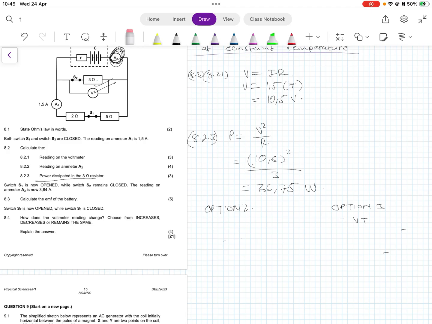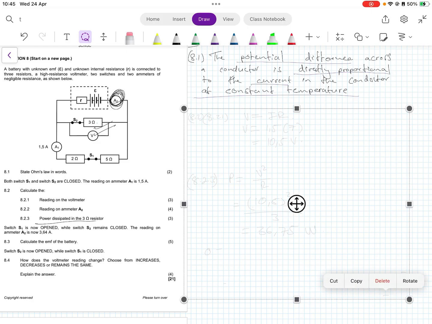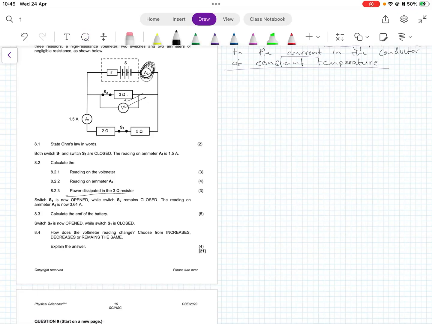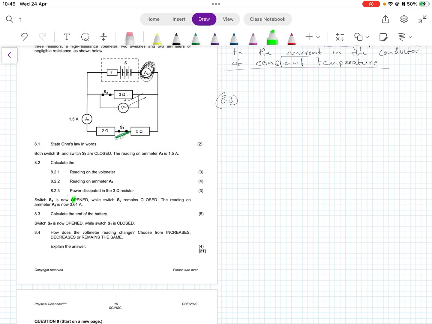Moving on to 8.3. I'm doing this so that we could continuously have a view of the diagram. We are told that switch S1 is now opened. This is switch S1. Since switch S1 is opened and switch S2 remains closed, the reading on ammeter A2 now changes to 3.64. Calculate the EMF of the battery.